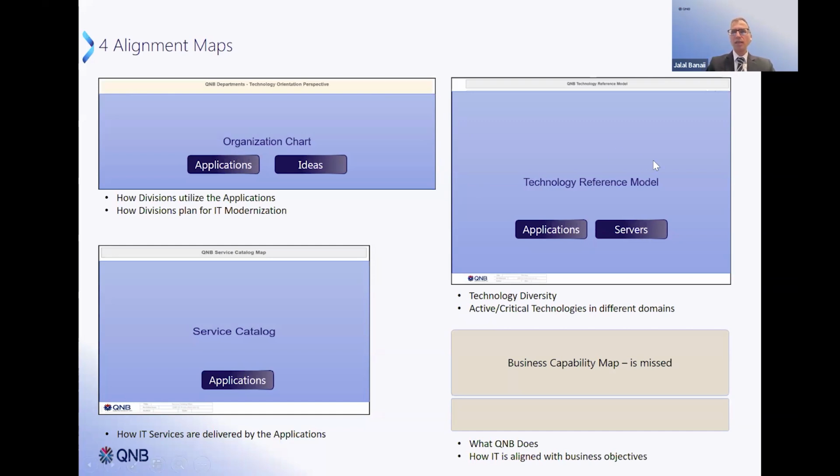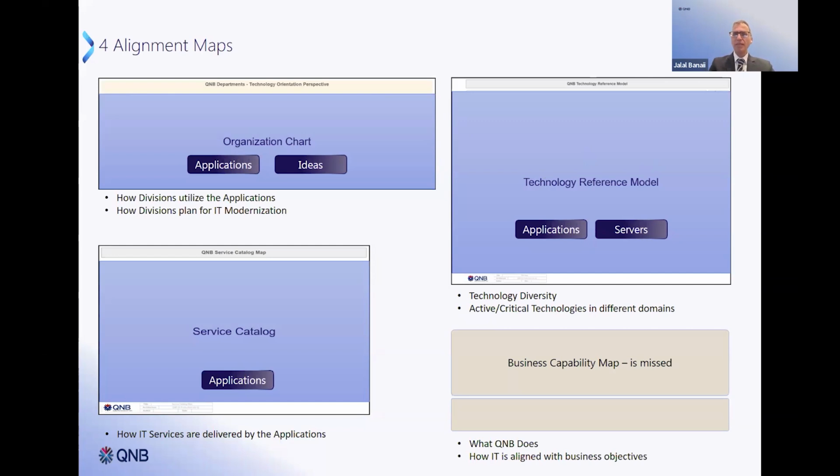The one on the right side is mainly talking about the TRM, the technology reference model. Coming from some good practices out there, we utilize existing good practices and try to customize them for QNB.